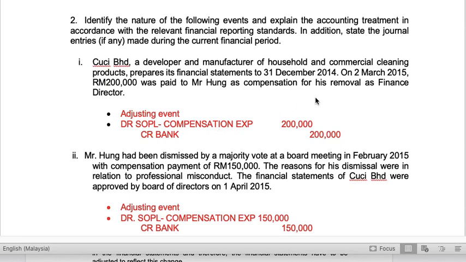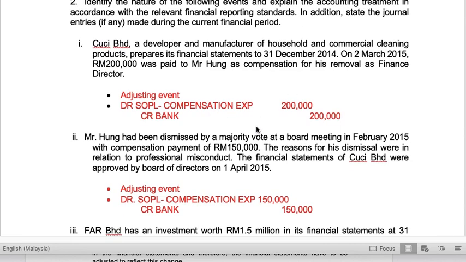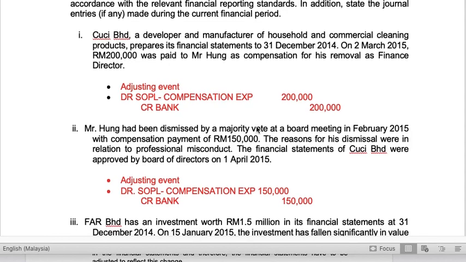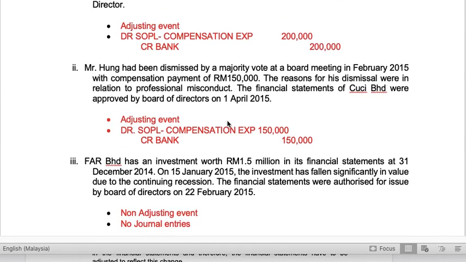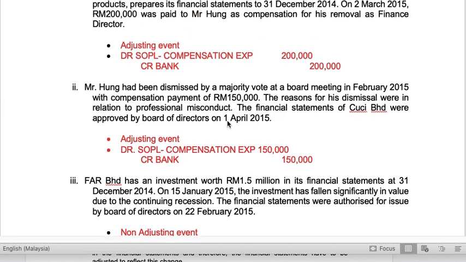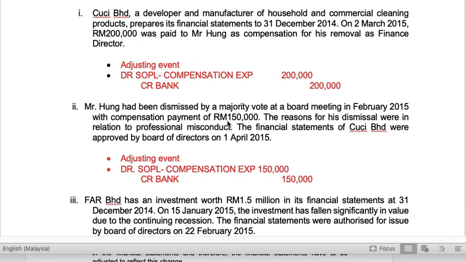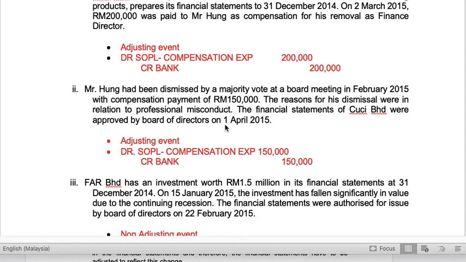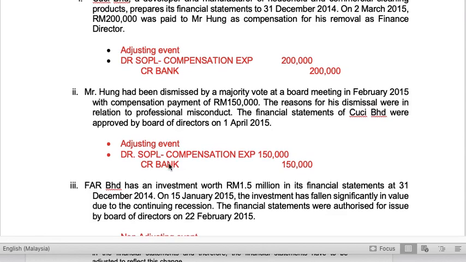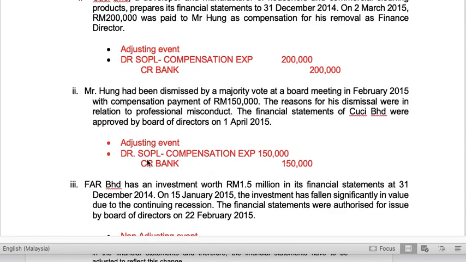Assuming that this event happened before the financial statements are authorized for issue, Mr. Hang had been dismissed by a majority vote at a board meeting in February 15 with a compensation payment of 150,000. The reason for his dismissal was professional misconduct. The financial statements of Cuci were approved by the Board of Directors on 1st April. So this is an adjusting event. Again, it is an expense to the company because the company needs to pay the compensation. So it will debit SOPL compensation expenses and credit bank.